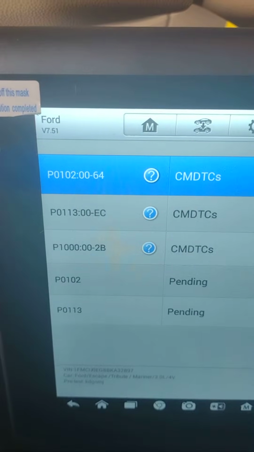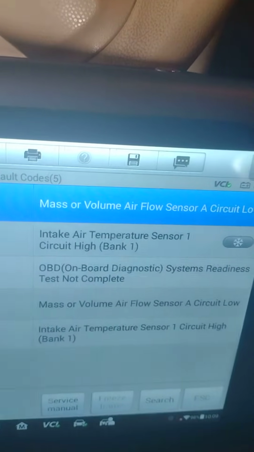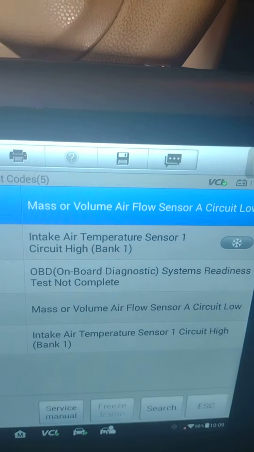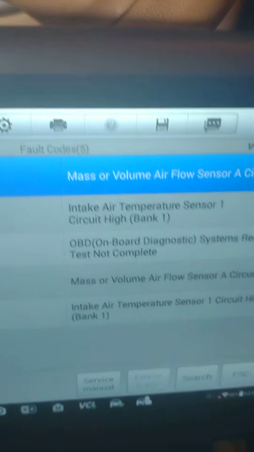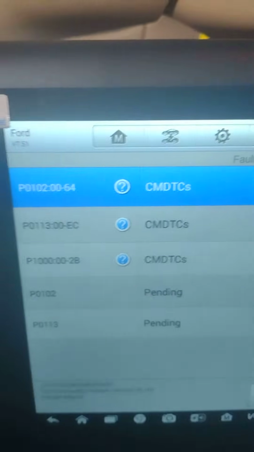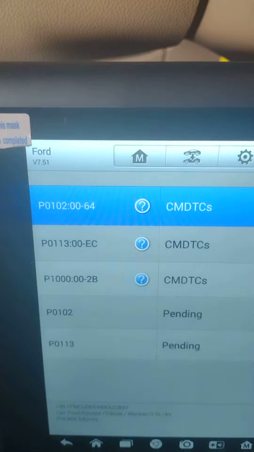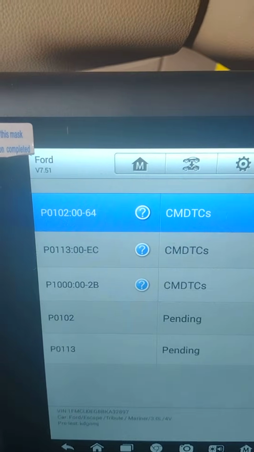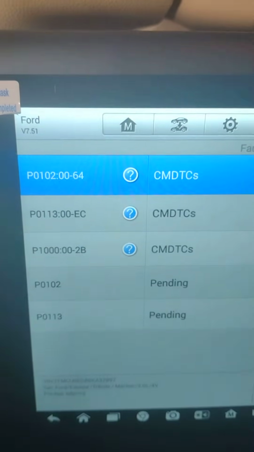But the P0113, that's our issue right here: intake air temperature sensor 1 circuit high, bank 1. So usually guys, when you get this code, don't just go ahead and buy the mass airflow sensor or the air temperature sensor right away. Just look at the sensor, get some vision of what's going on.